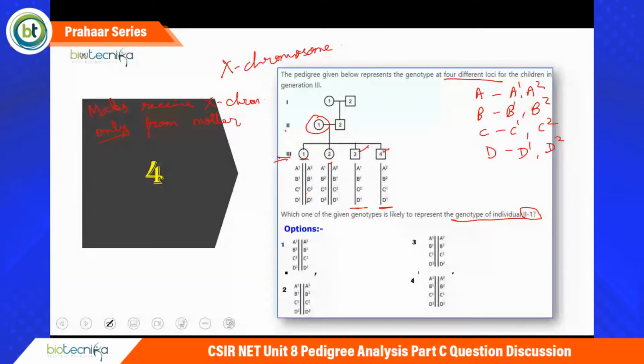Now, if you combine the alleles, you don't have to write it in the linked gene format. You can just write the genotype. All right. So when you write the genotype, what do you see? A1 is also coming from mother. A2 is also coming from mother. That means for the locus A, the mother is heterozygous, A1 A2.